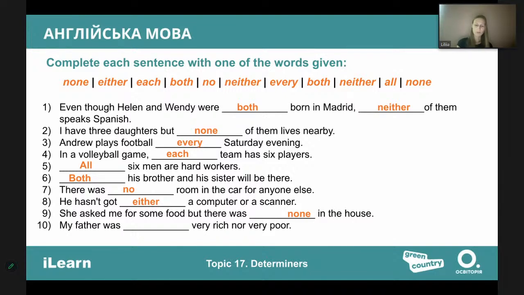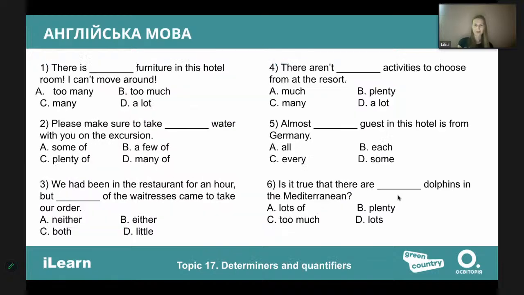Number 10. My father was neither very rich nor very poor. It's neither. Just remember that neither and nor can stand together, meaning ні те, ні інше. He was neither big nor small, ні великий, ні малий. It was neither good nor bad. Воно було ні поганим, ні хорошим. So that is neither. Right.